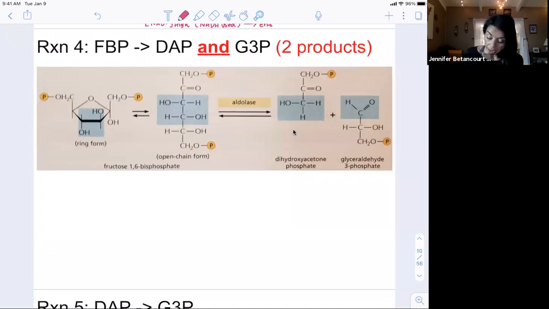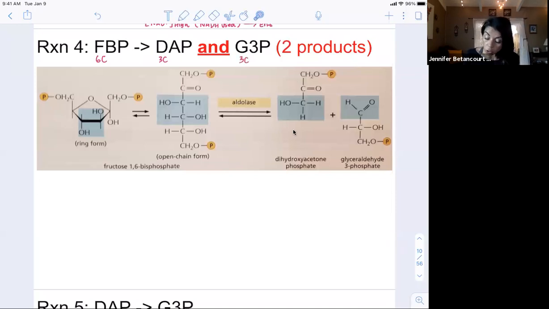So how did this happen? If you look, remember fructose is a 6-carbon sugar. It's a hexose. If you look at DAP, here's DAP. How many carbons does it have? 1, 2, 3. So there's 3 carbons. How many carbons does glyceraldehyde 3-phosphate have? 1, 2, 3. So essentially, let's look at this substrate really quickly. I'll say that this is a 3-carbon product. This is a 3-carbon product.